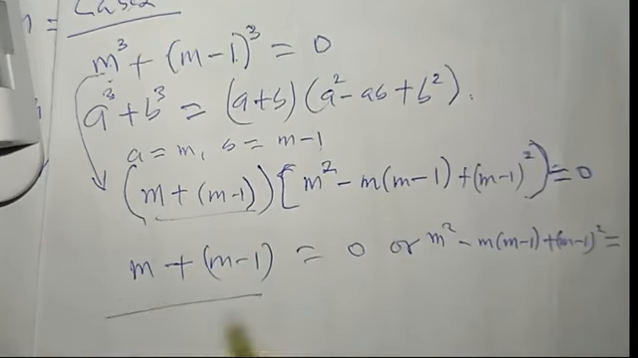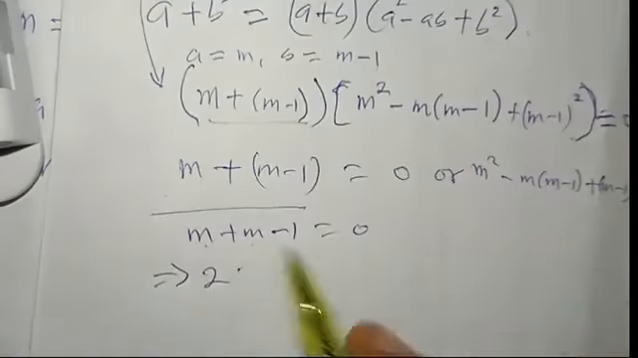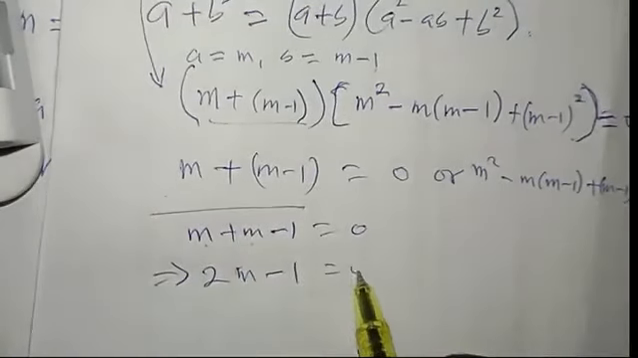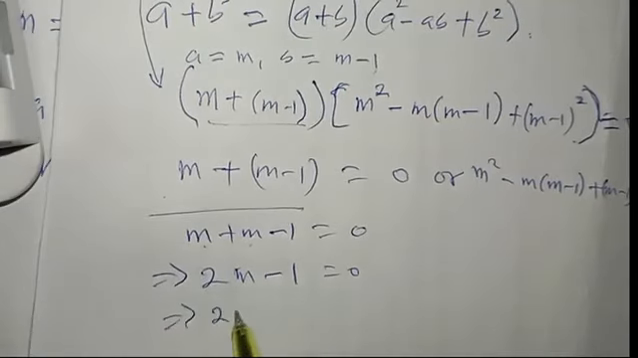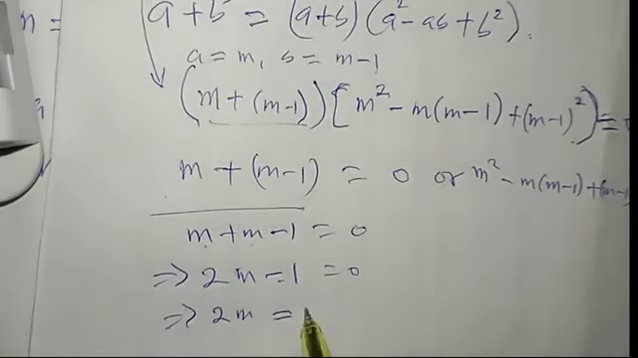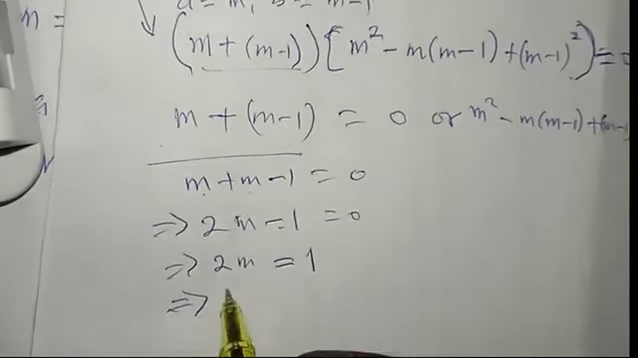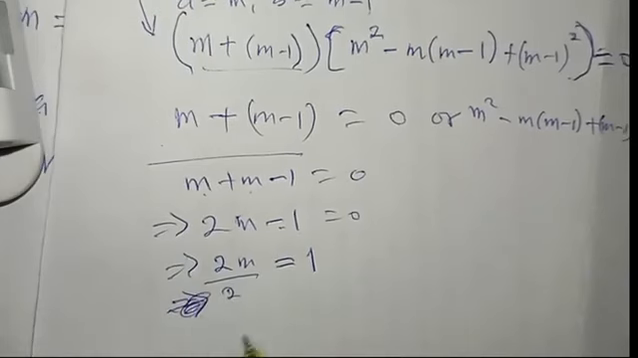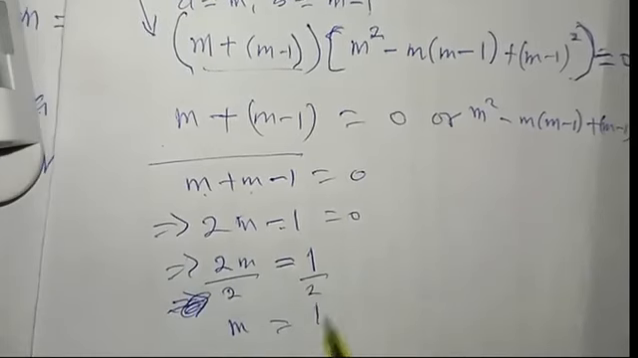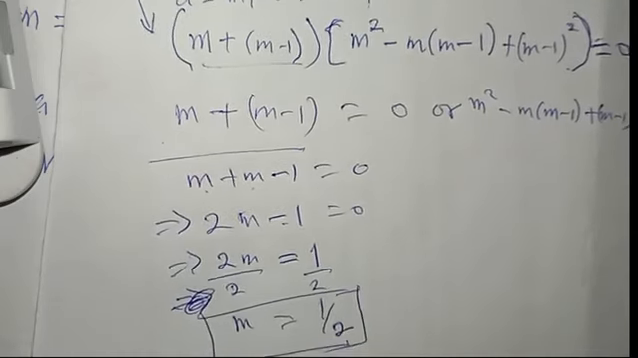So I'm going to solve this one first. If I open this bracket, I have m plus m minus 1 is equal to 0, which implies that this is 2m minus 1 is equal to 0. This implies 2m, if I take this minus 1 to the right hand side, is equal to 1. And of course, dividing through by 2 gives us the fact that m is equal to 1 over 2.